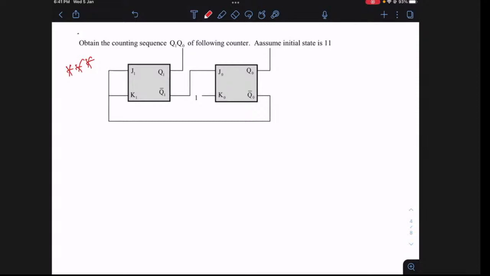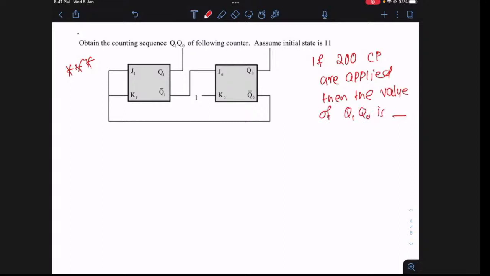I'm adding one more question here. If clock pulses are applied, then what is the value of Q1, Q0? If 200 clocks are applied, then what is the value of Q1, Q0?